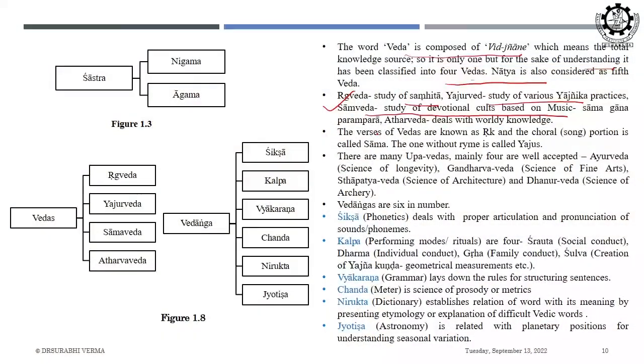is named Sāmaveda. And last is the Atharveda, which deals with worldly knowledge of all types, like what are the possible diseases, what are the possible cures, what is the prevention method. And remember, this Atharveda has an Upa-veda, that is Ayurveda.